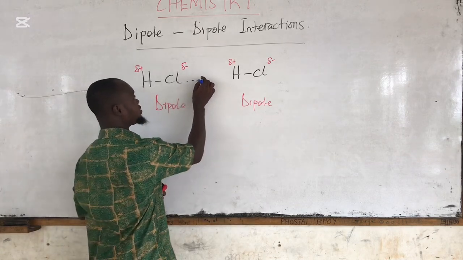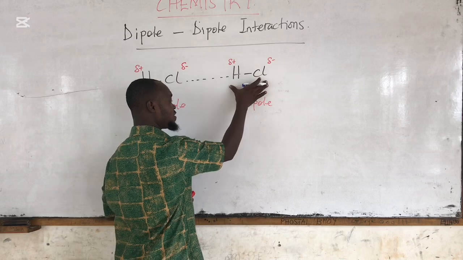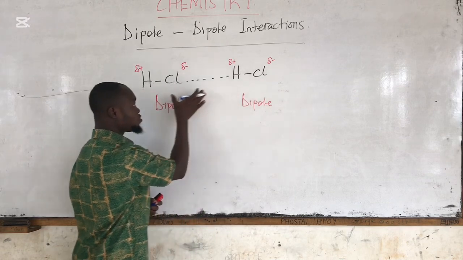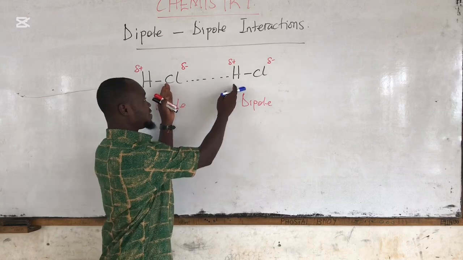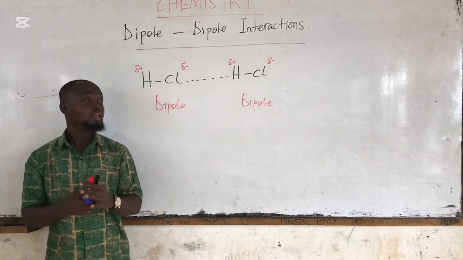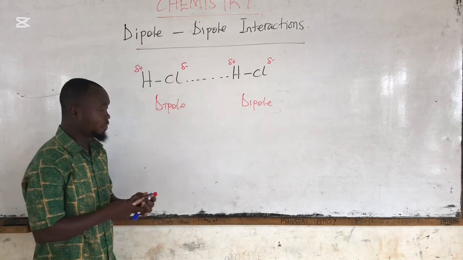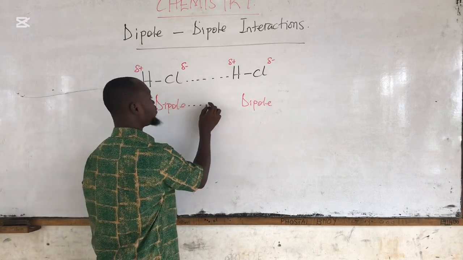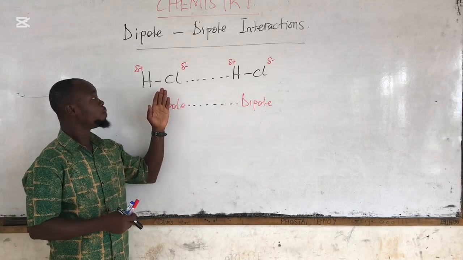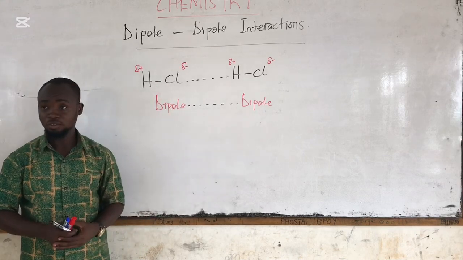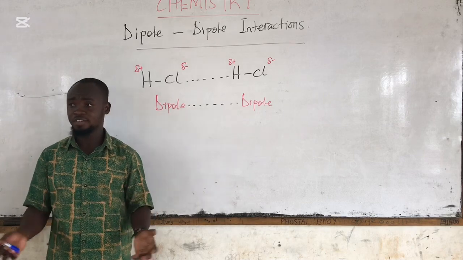So this attraction between this and then this one here, this is a molecule. This is also another molecule, a compound. So between this and this, intermolecular, particularly a dipole-dipole interaction. So we have a dipole-dipole interaction existing between two polar covalent compounds. Is that okay? A dipole arises as a result of polarity.